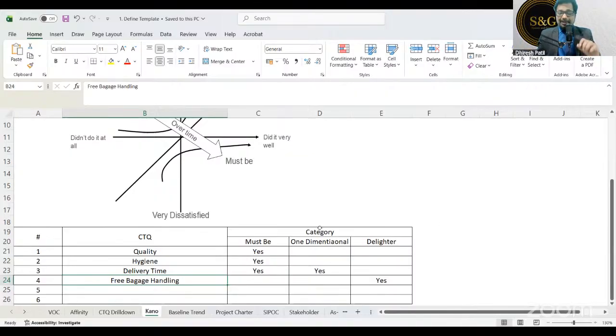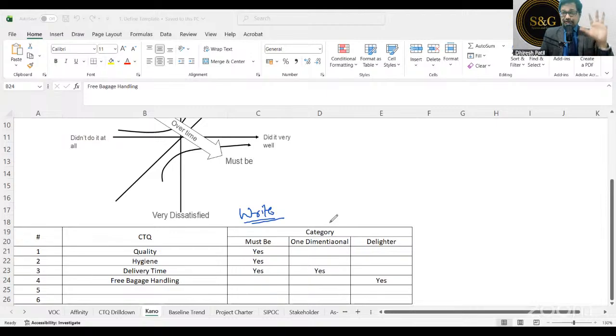What is one-dimensional? Let me explain. For example, let's say this is a writing pen. What is a must-be characteristic of a writing pen? It should write. That's a must-be, correct. It should write smoothly. That's a must-be requirement from the customer.